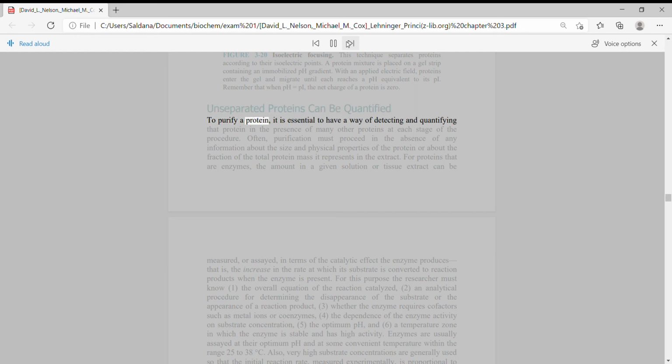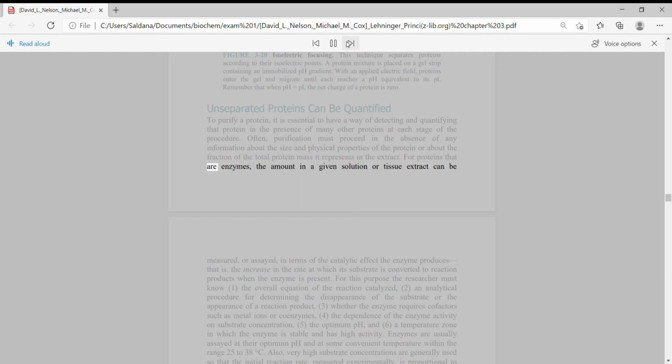To purify a protein, it is essential to have a way of detecting and quantifying that protein in the presence of many other proteins at each stage of the procedure. Often, purification must proceed in the absence of any information about the size and physical properties of the protein, or about the fraction of the total protein mass it represents in the extract.